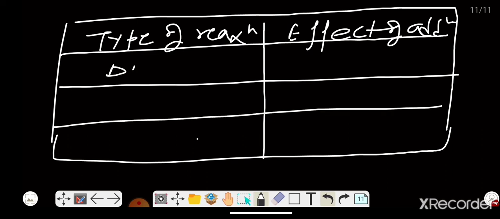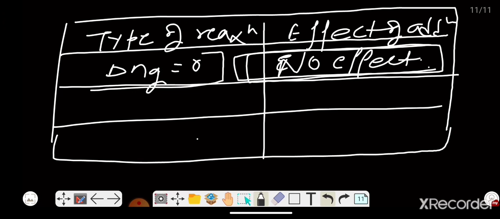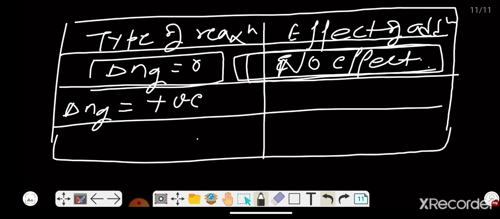In the first column, if delta Ng of the reaction is equal to 0, then there is no effect of adding inert gas, no effect at constant pressure or at constant volume. If inert gas is added, there will be no effect when delta Ng is equal to 0. Now when delta Ng is positive, the change in number of moles of gas, at constant pressure equilibrium is not affected, no effect.